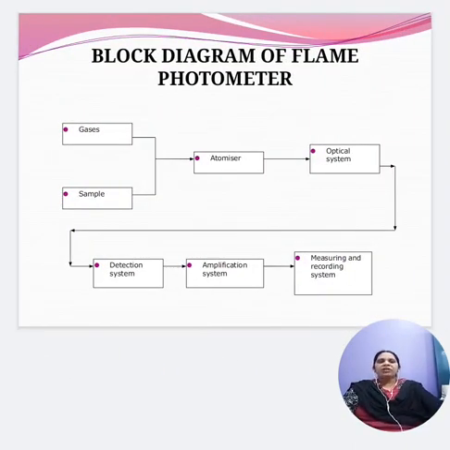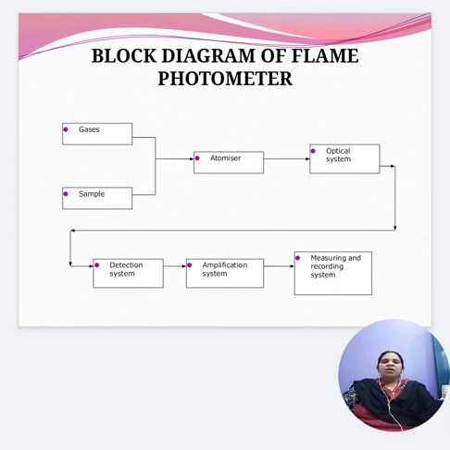Then the block diagram of flame photometry. Flame photometry consists of three basic blocks. The first is the emission system, which consists of the sample, the gases and the atomizer all together. The second is the optical system, and the third is the detection and display system. The first block is a combination of the gases and the sample. The sample may be a gas, a liquid, or a sample solution.